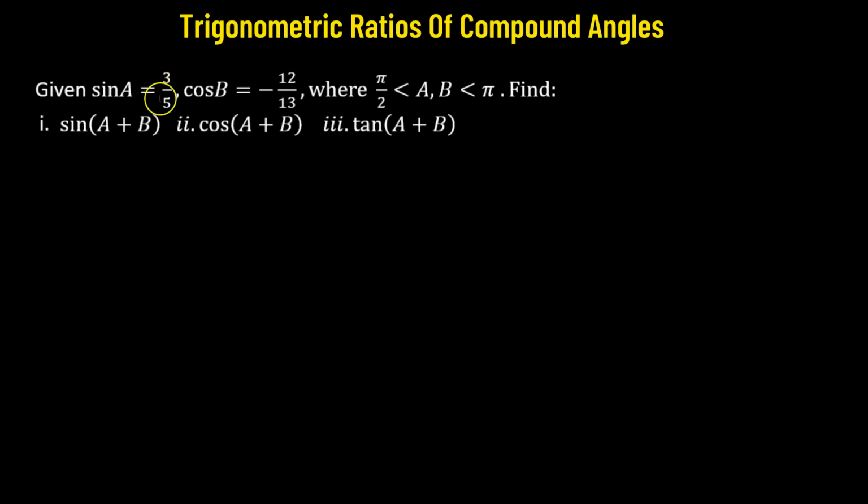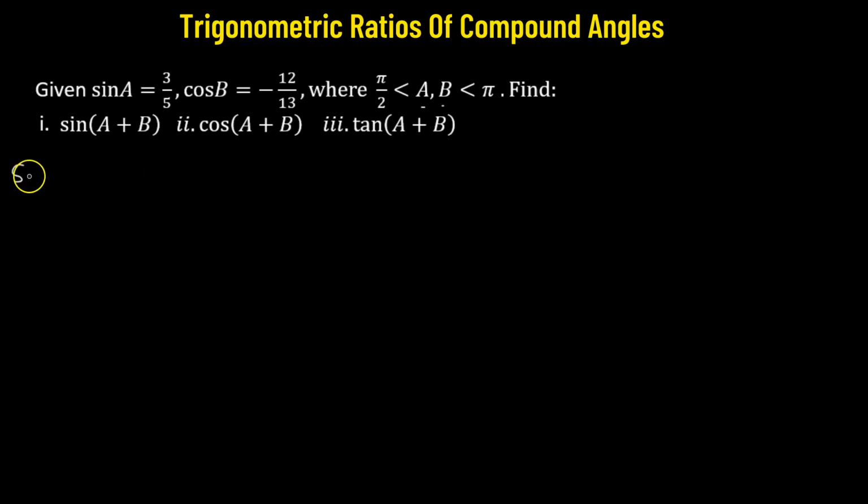So here in this problem, we are given the value of sine A, so that's 3 over 5. Cosine of B is negative 12 over 13, with a condition that angle A and angle B lie between pi over 2 radians and pi radians. So using this information, we need to obtain the value of these three trigonometric ratios.